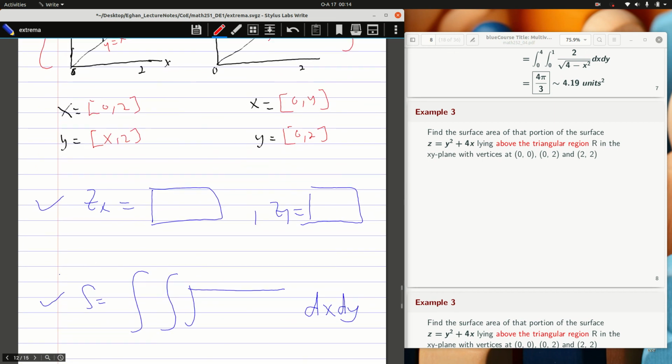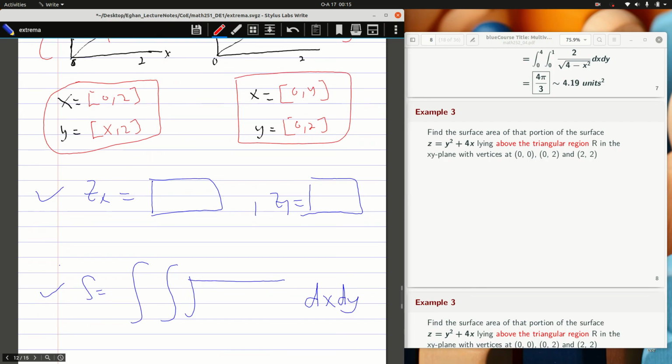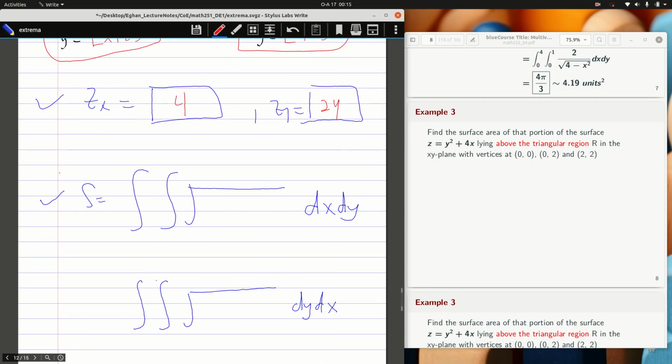So let's find the partial derivatives. This will go with this coordinate, this will also go with that coordinate. Partial derivatives for here, I'm supposed to get 4 for this, and then 2y. Don't forget the function already given. Okay, now let's do the substitution. Double integrals for the surface area. I know I'm going to get some 4 squared plus 2y all squared plus my 1, because the square root of f of x squared plus f of y squared plus 1.